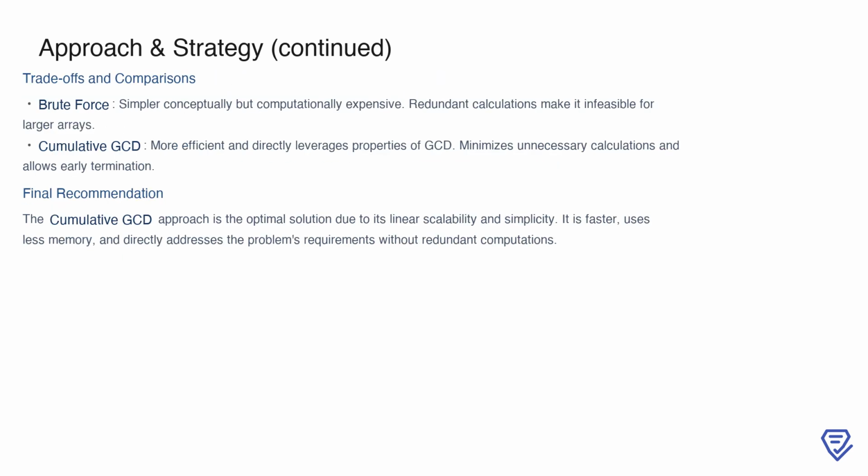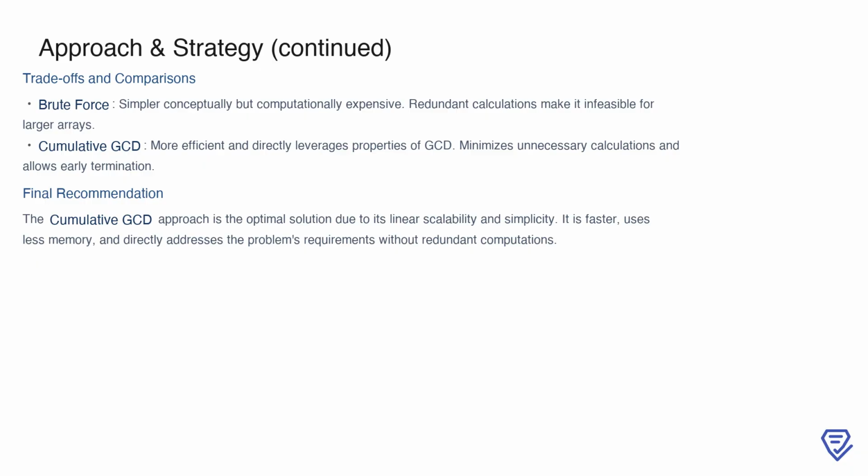When comparing the two approaches, the brute force method stands out for its simplicity but is ultimately impractical for larger arrays due to its high computational cost. Redundant calculations make it inefficient, especially as the input size grows. In contrast, the cumulative GCD approach is far more efficient, directly leveraging the properties of the GCD to minimize unnecessary computations. It also allows for early termination, which further enhances its performance. For these reasons, the cumulative GCD method is the recommended solution.